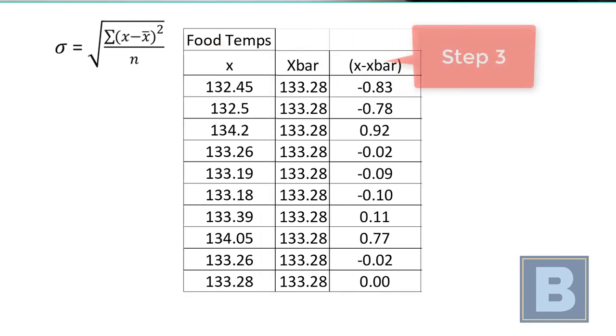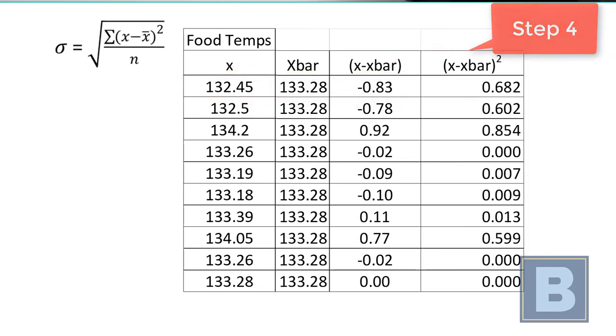Now for step 3, we take the individual temperatures and we subtract the average. It's okay to have negative values here. You can see that we've taken the first value of 132.45 and subtracted the average of 133.28. And this gave us a result of a negative value, which was negative 0.83. Now keep subtracting each individual data point from the average or mean.